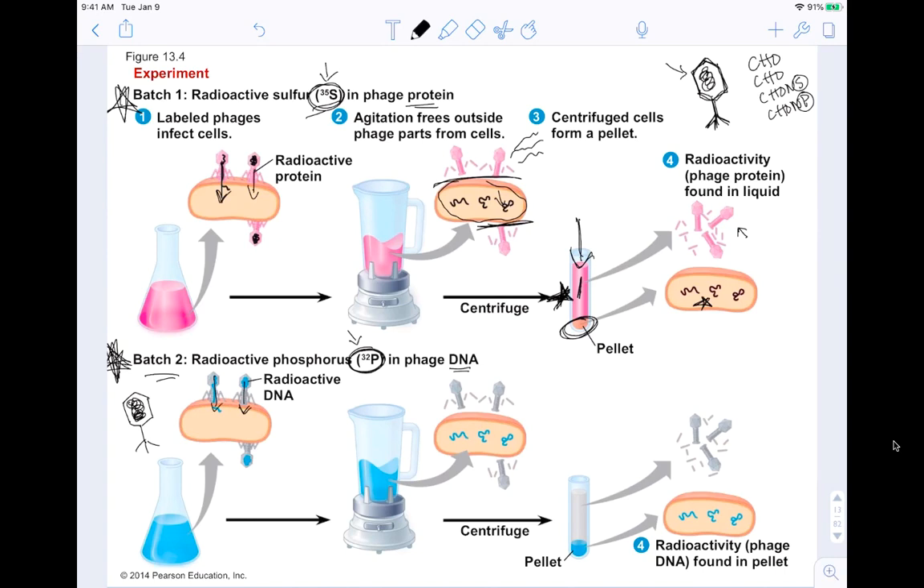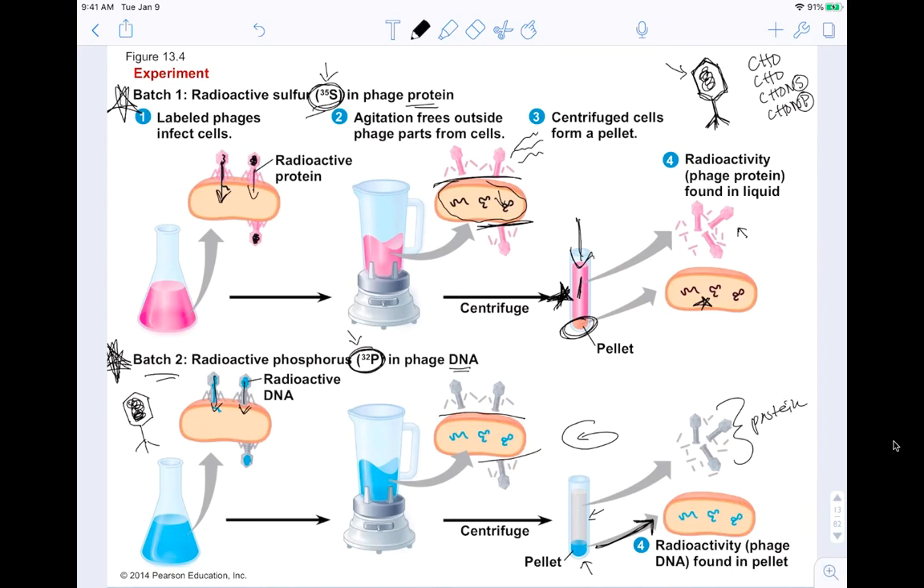You do the same thing. You then agitate the cells to pop off anything that's remaining on the outside of the cell. And then you look at the centrifuged pellet. So after you have spun the solution a whole bunch, you have a pellet down at the bottom. The pellet is glowing. So that means the bacteria are in the pellet and the bacteria are glowing, which means that they have that DNA inside of them. Whereas the liquid is not glowing, that is just the empty protein coats.